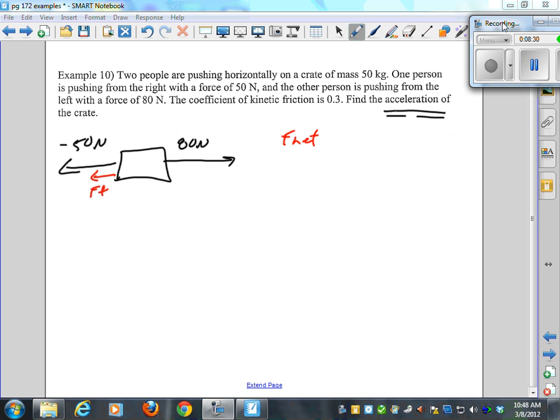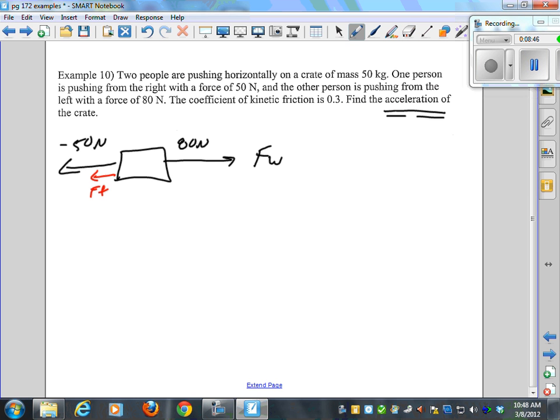Let's talk about this. Two people are pushing horizontally at a crate of mass 50 kilograms. One person pushing from the right with a force of 50, that's this one right here. We've got the 80 this way, right? The coefficient of kinetic friction is 0.3. I heard Zach say, whoa, the friction force is really big. Let's just work that out.